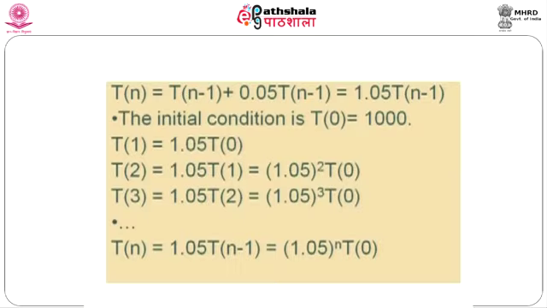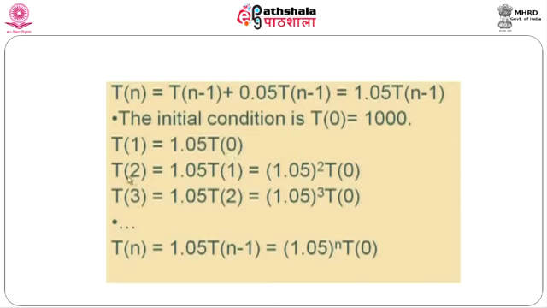Fine. So, you can see very well the initial condition t of 0 is going to be 1000, then 5% is the compound interest. Therefore, we can say t of n is going to be the previous amount plus 5% interest. Therefore, you can see it comes to 1.05 t of n minus 1. So, this is the initial condition. Therefore, at the end of the year it is going to be 1.05 t of 0.